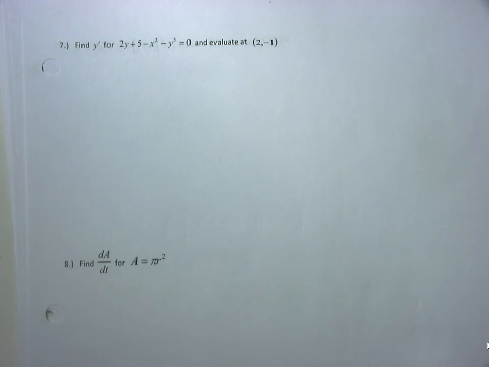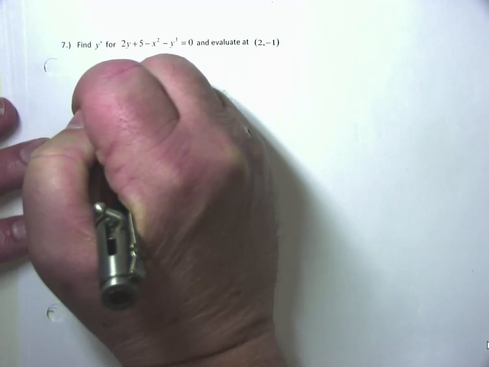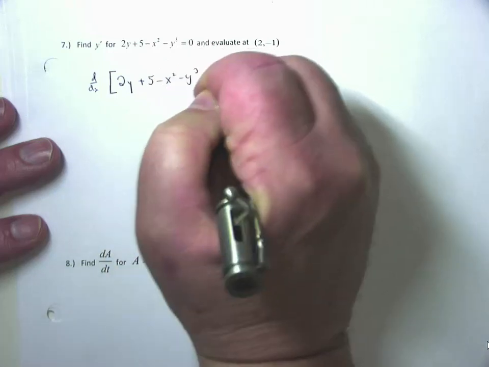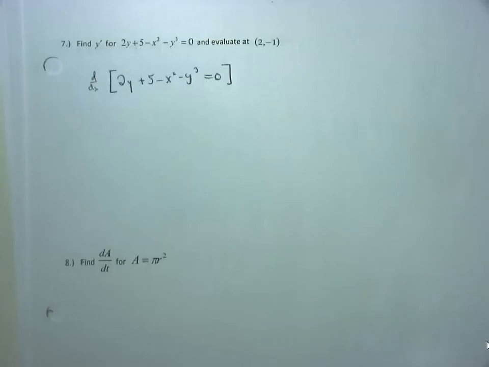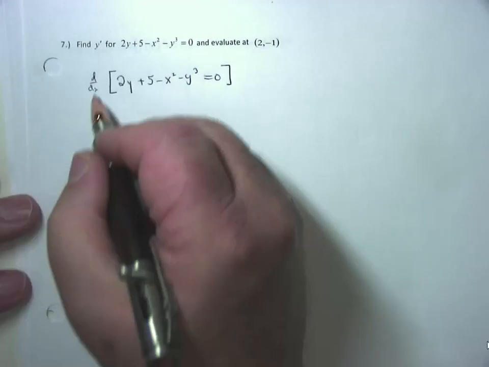Because here's the problem. This is a simple problem. Find y prime for 2y plus 5 minus x squared minus y cubed equals 0, and then evaluate it at the point (2, -1). Because I want to show you why I don't want to use y prime. Here we go. I'm going to take the derivative with respect to x of this equation, 2y plus 5 minus x squared minus y cubed equals 0 first. And then I'll do part 2, evaluate it later. Okay? Well, on your mark, get set, go. What is the derivative of 2y with respect to x?